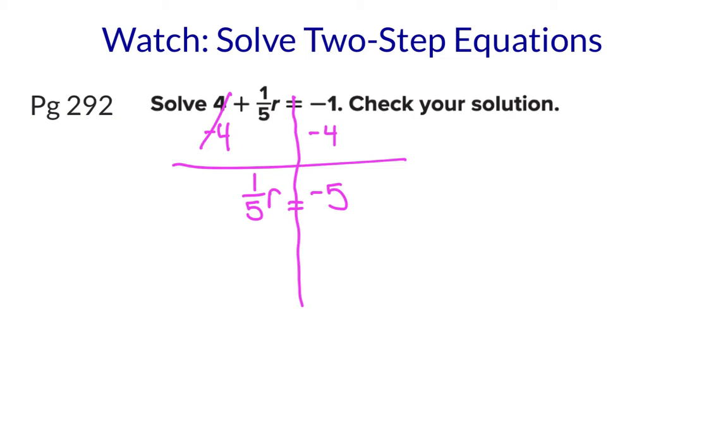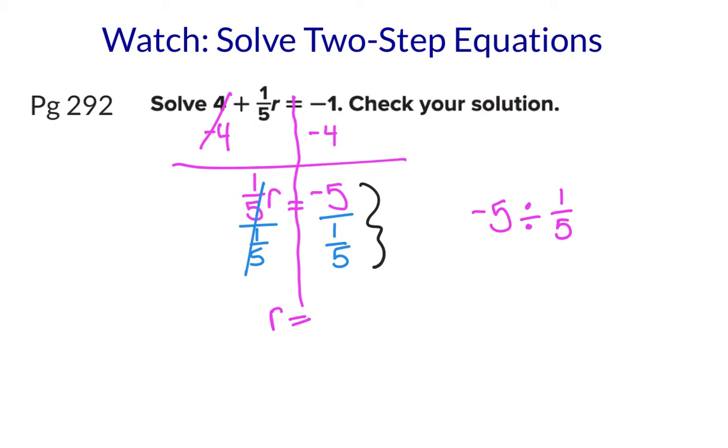And so what we've been doing this whole time is every time we have a number in front of our variable, that coefficient, we've always divided by that number, right? So I could divide by 1/5. And then I'd have to divide over here by 1/5, right? And that leaves me with r equals, now I'm going to have to take this right here and write that off to the side. I've got -5 divided by 1/5.